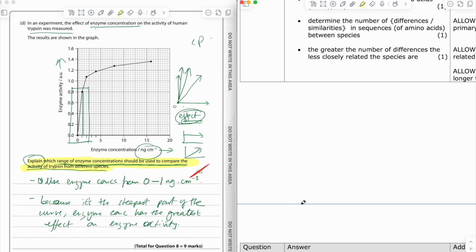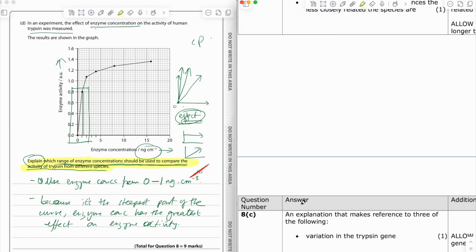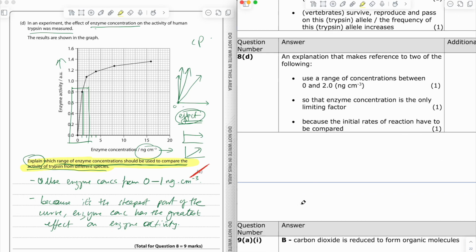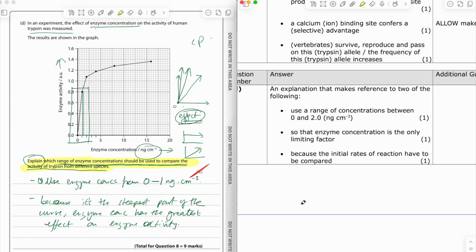Let's see, question 8. We're looking for which concentration and why. This kind of question comes up a lot, so I'm going to spend a little bit of time here. This is really important to understand. Explain which range of enzyme concentration should be used to compare the activity of trypsin. What you want is a range where it's only the enzyme concentration that's really affecting the rate.